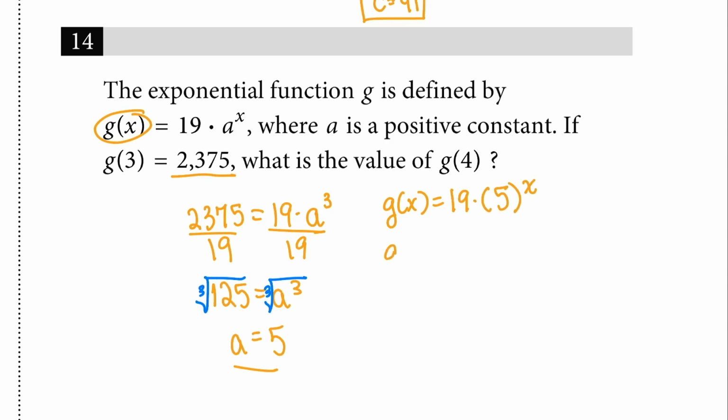And we're going to find out, when x is 4, what is the final value of g of 4. So we can plug this into Desmos and get our answer. When we evaluate that, we get g of 4 equals 11,875.